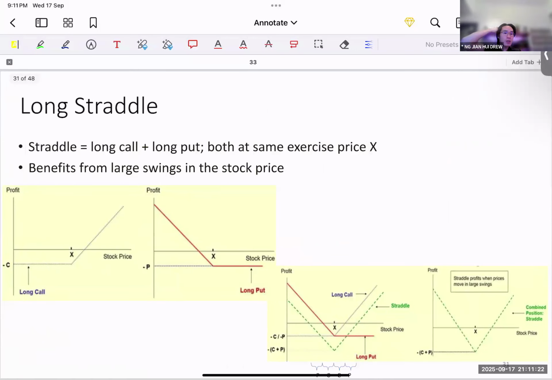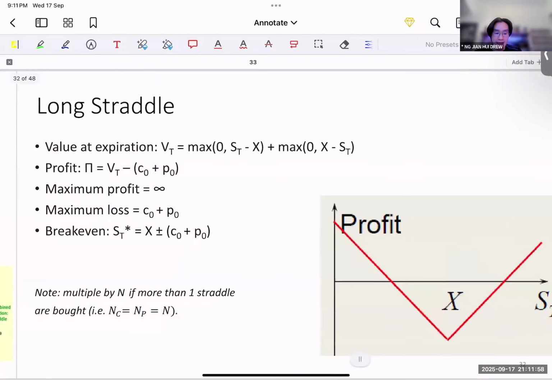Next is a straddle. A straddle benefits from a large swing in the stock price. So if you expect some drastic volatility in your stock prices, the straddle is the best, right? Because at the exercise price of X, this is where you're going to get the least profit, or basically a loss, which is the cost of having a long call and a long put. But anything that is beyond this, you're going to start making profit, right? So if you believe that volatility is very high, that's where you're going to make some money.